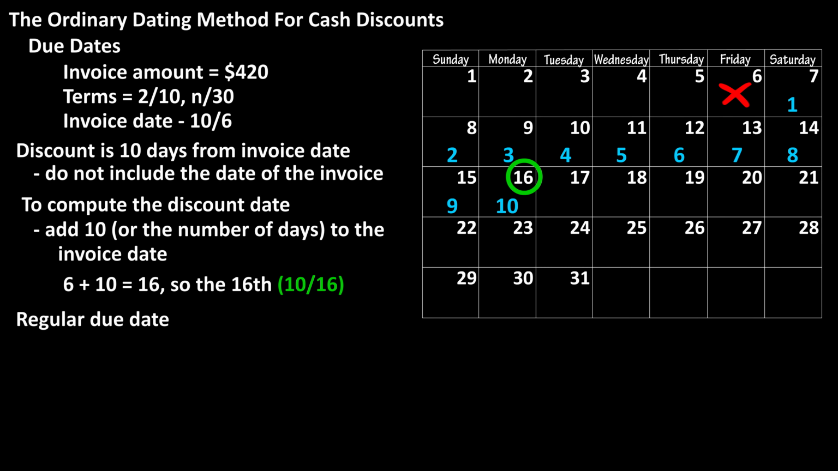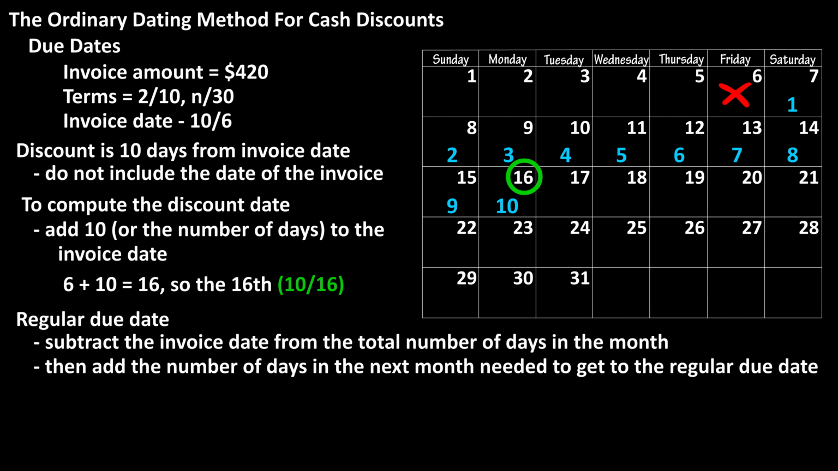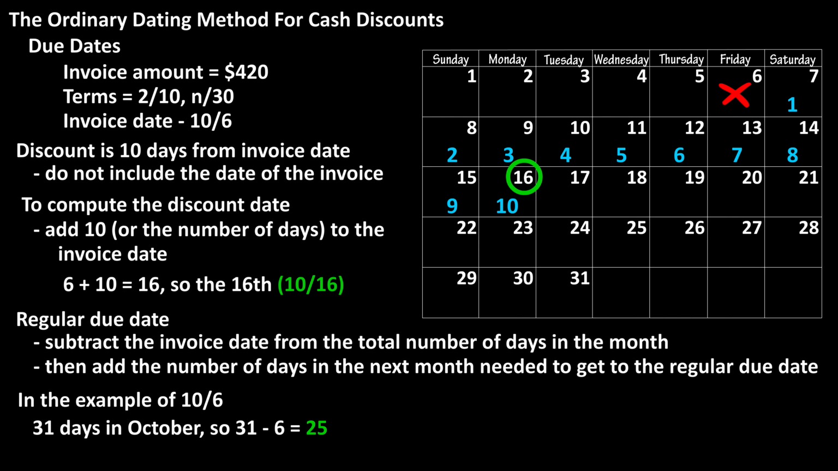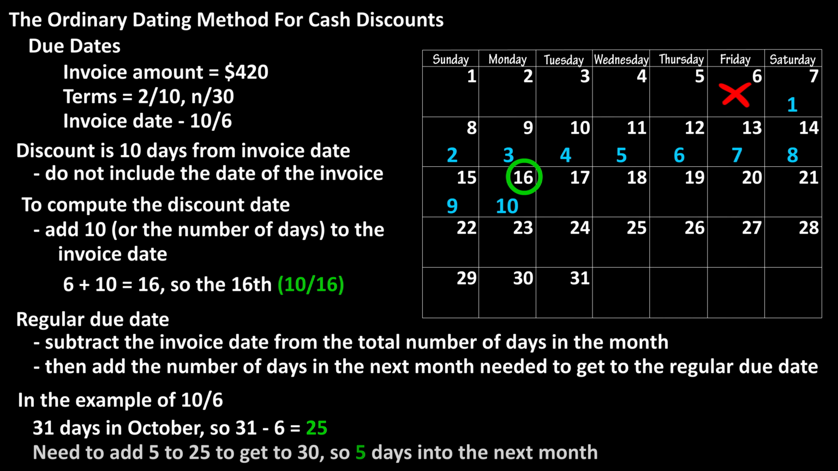Now for the due date of 30 days from the invoice date, or the regular invoice due date. To calculate this, we subtract the invoice date from the number of days in the month, or the regular date range. Then add the number of days in the next month needed to get to 30. Using our example of 10/6, there are 31 days in October, so we have 31 minus 6, which equals 25. To get to 30, we need to add 5 to 25. So 5 days in the next month of November. And the due date for 30 days from 10/6 is 11/5, November 5th.